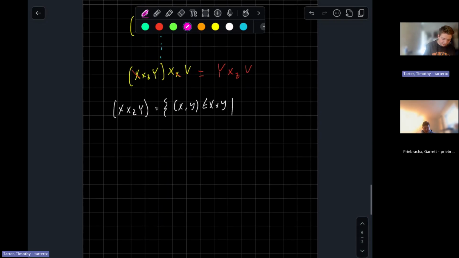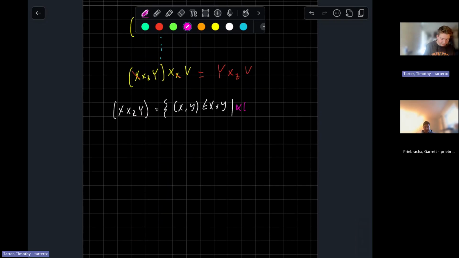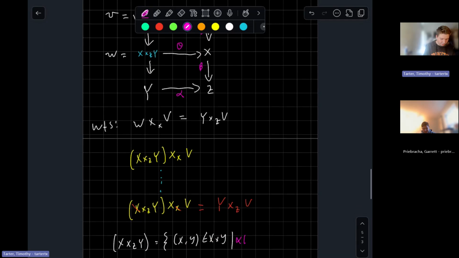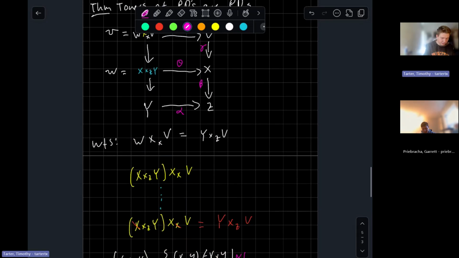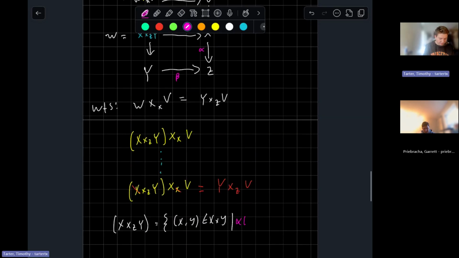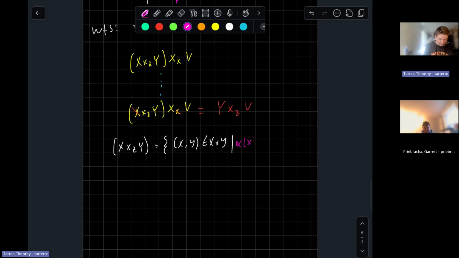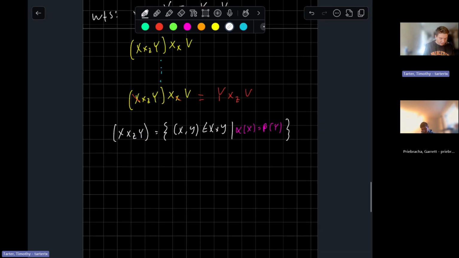And so then such that alpha of, oh, I hate that they switched places. Okay, hold on. I'm going to switch alpha and beta. So alpha of X is equal to beta of Y.